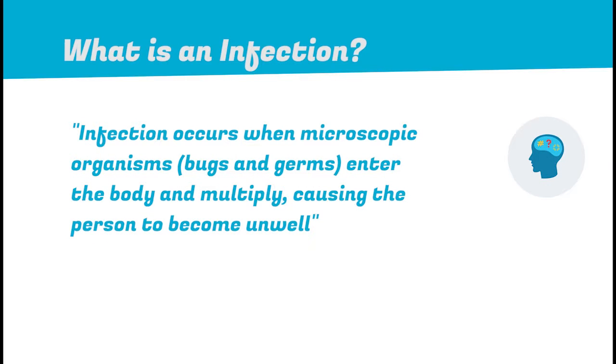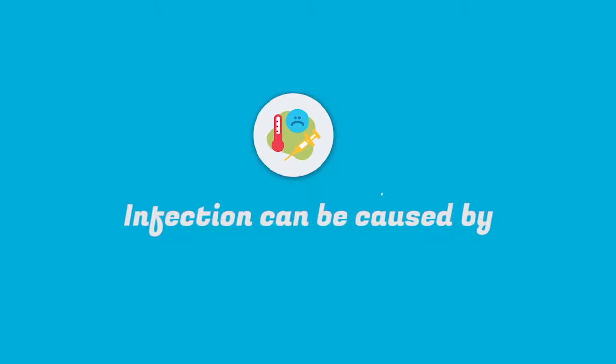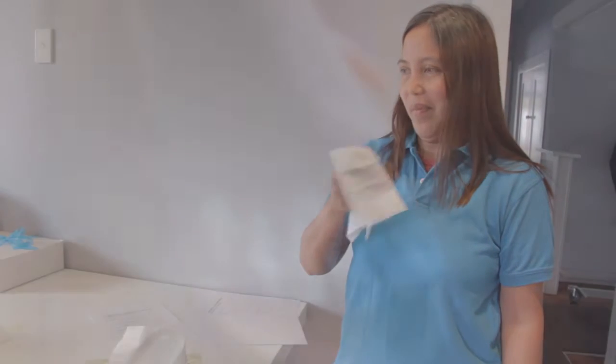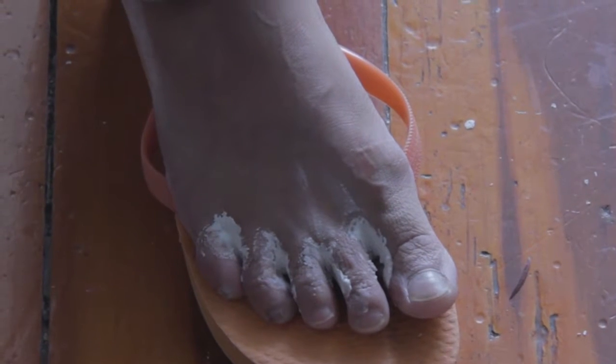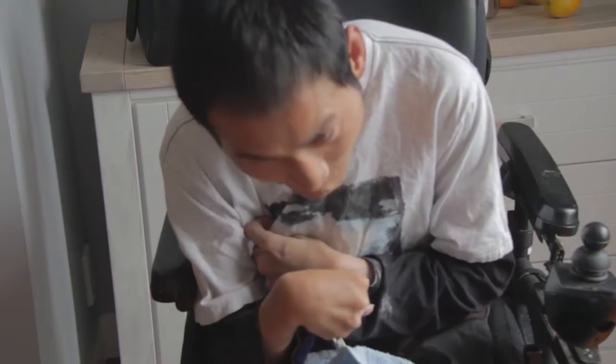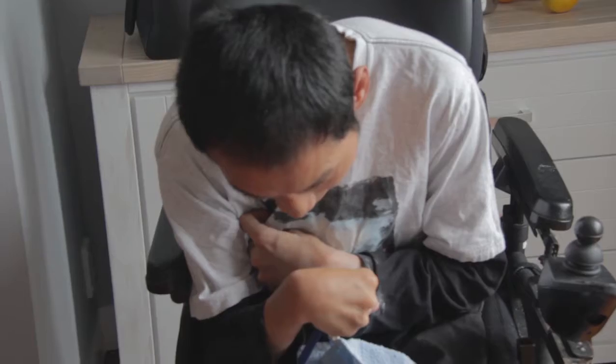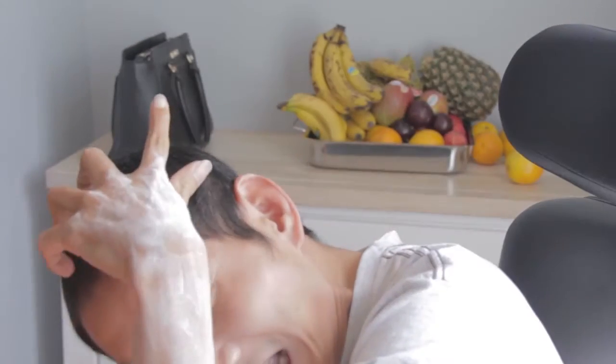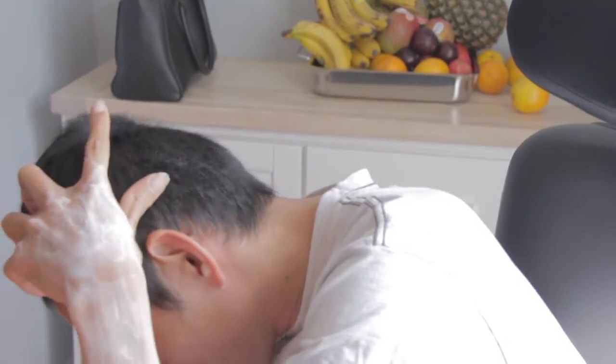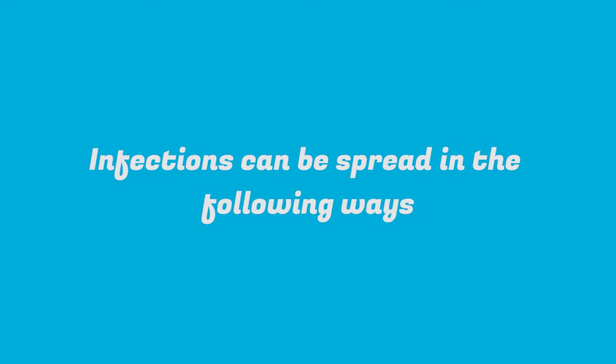What is an infection? Infection occurs when microscopic organisms such as bugs and germs enter the body and multiply, causing the person to become unwell. Infection can be caused by virus, which for example can lead to the flu, fungi, which for example can lead to athlete's foot, bacteria, which for example can lead to stomach aches, and parasites, which for example can lead to head lice.